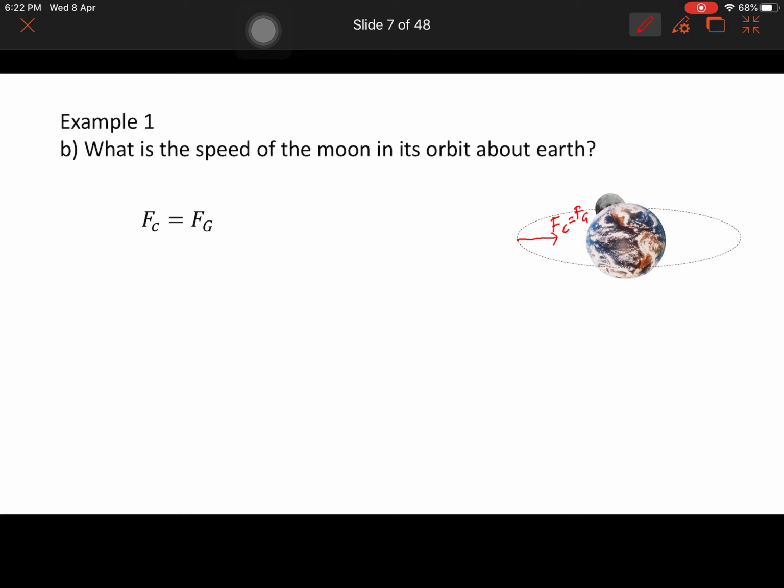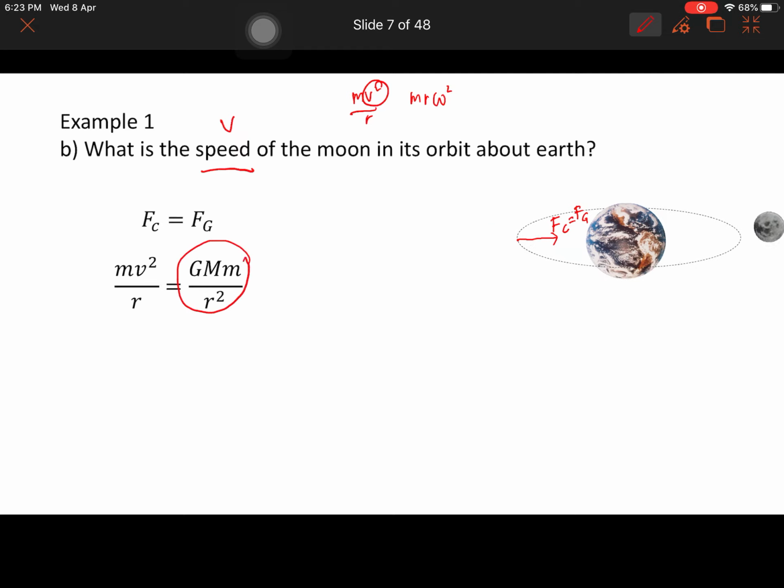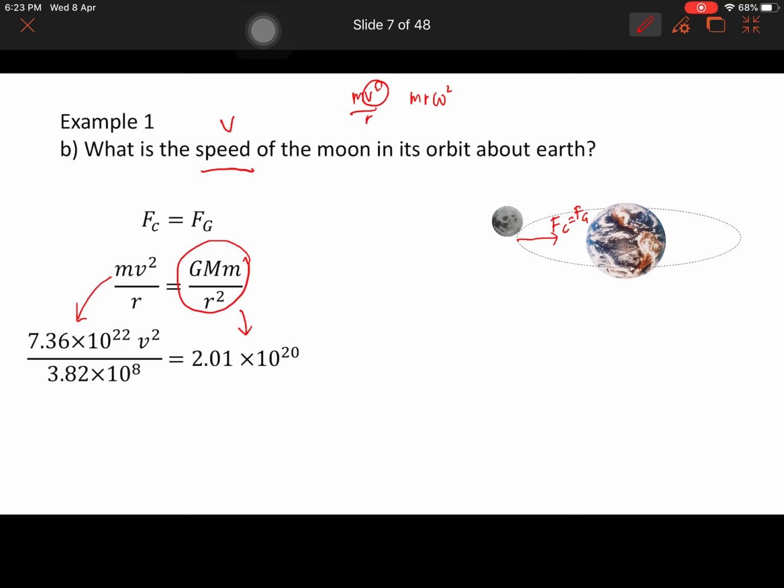Centripetal force, since they're asking us for speed, which is v, will I use mv square over r, or will I use mr omega square? Asking for speed, right? So I'll use mv square over r. Now in the previous slide, we have already found out what the gravitational force is. So I'll fit that value in here. The mass is going to be the mass of the moon, because it's the moon that's moving, right? And then it's the radius between the moon and the Earth. So from here you can find out what v is.